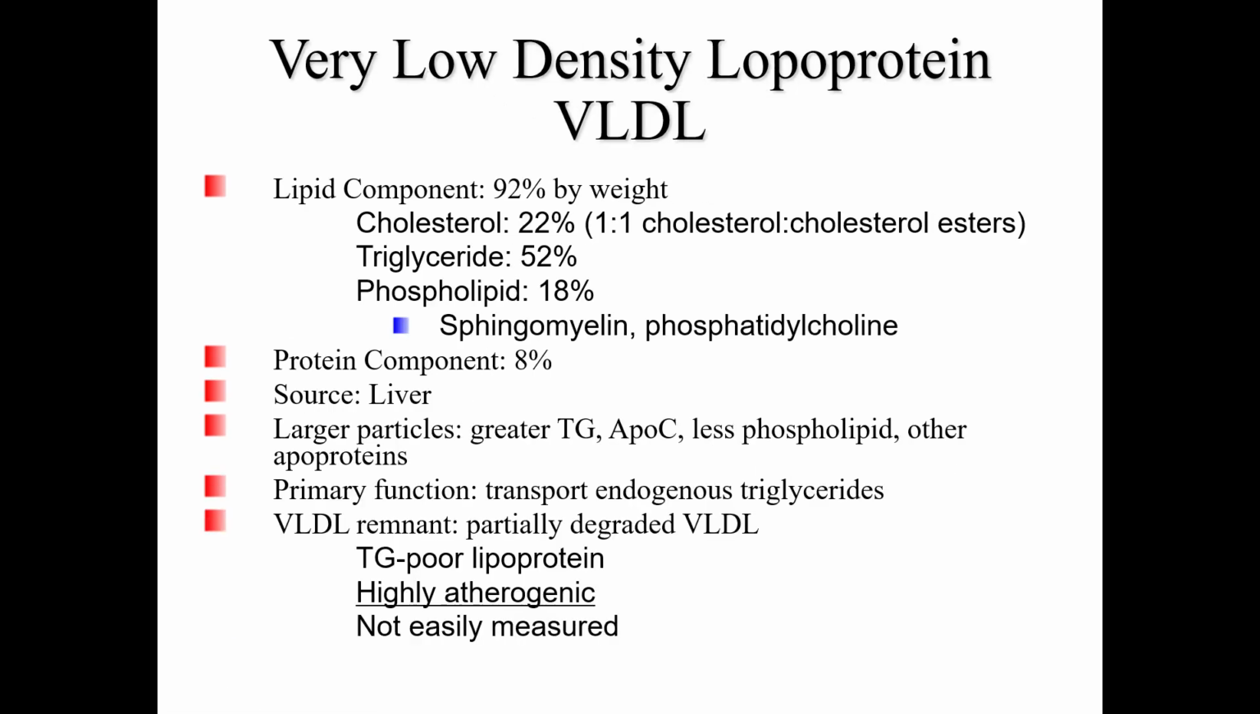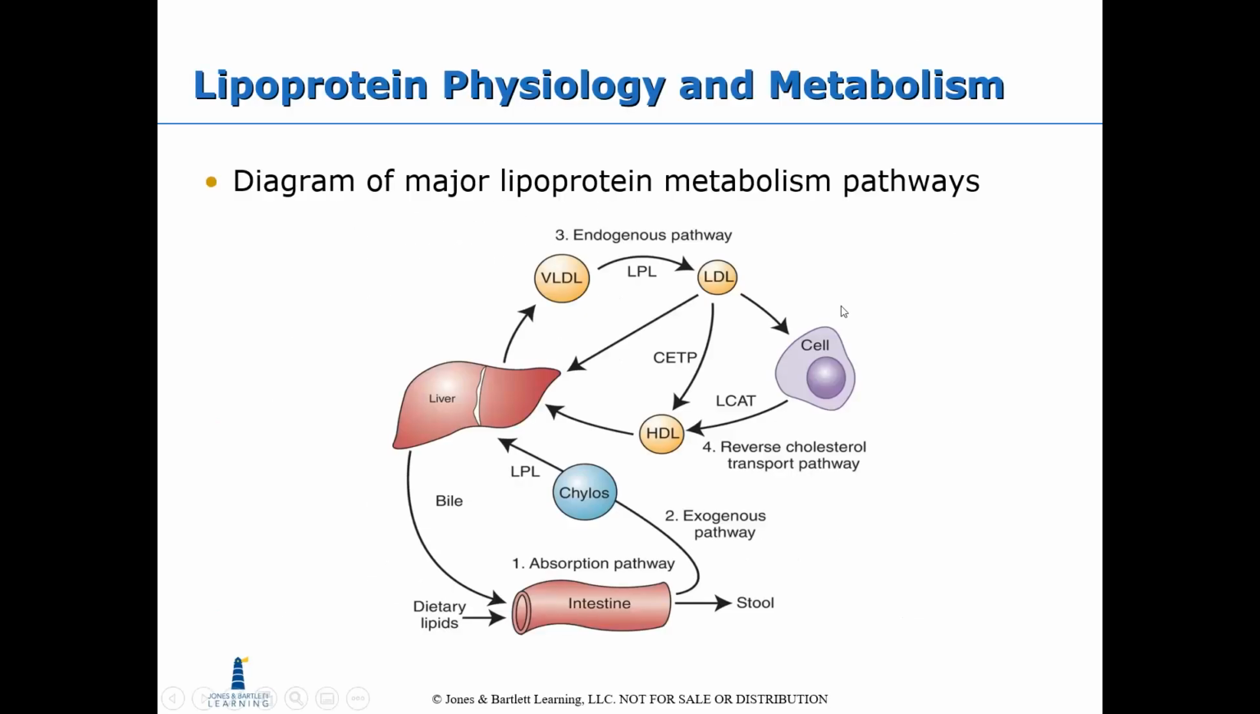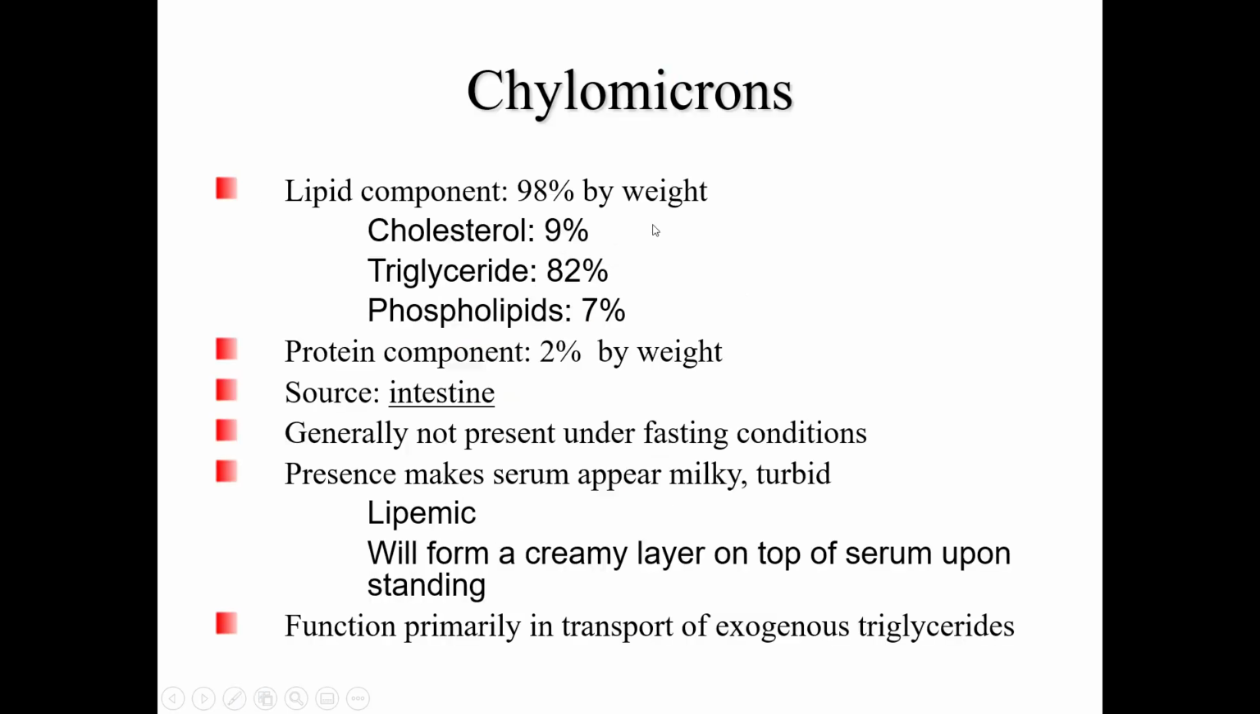Very low density lipoprotein. If you remember what VLDL does, going back to this diagram here, our chylomicrons took the triglycerides to the liver where they're going to be processed and put where they need to be. If the triglycerides are in excess and they need to be stored in the tissues, VLDLs are going to transport triglycerides through that endogenous pathway.